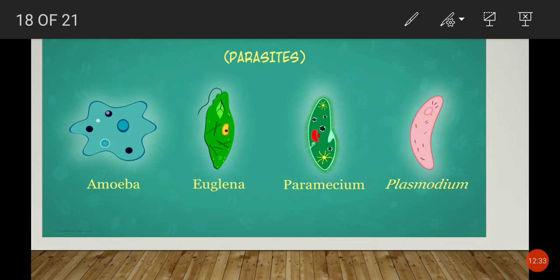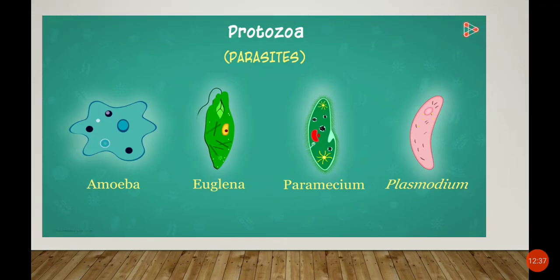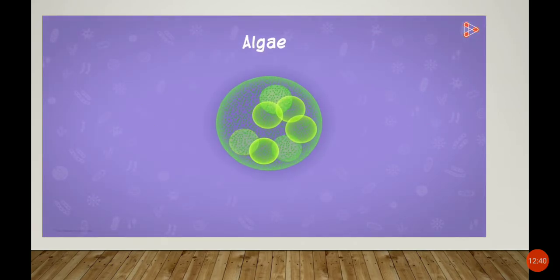This was about the third category, that is the protozoa. In the next video, we will discuss the last type, that is the algae, in detail.